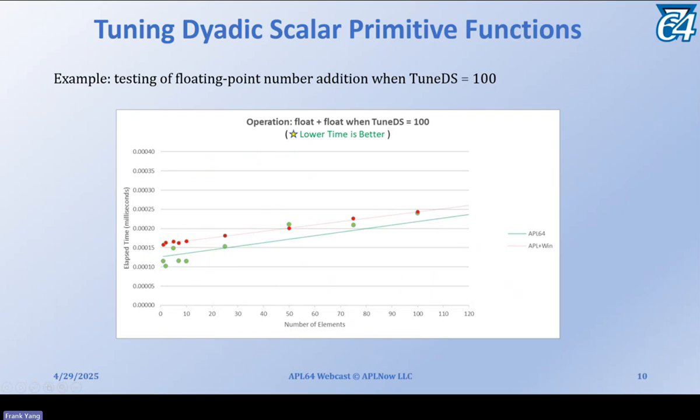When we change the value of TuneDS to 100, the performance for the smaller arrays improved. We can see through this graph here. It's more comparable to APL+Win, and in some cases, slightly better than APL+Win.